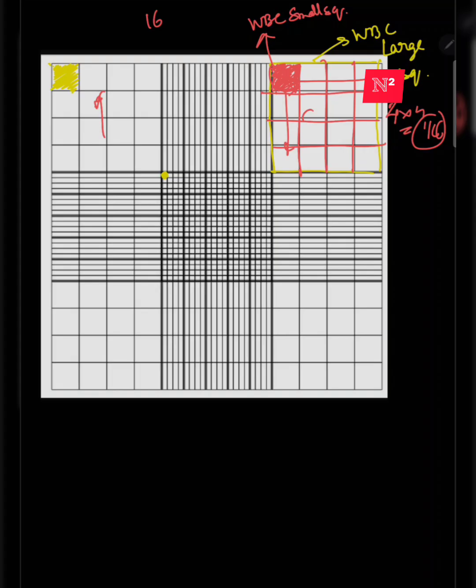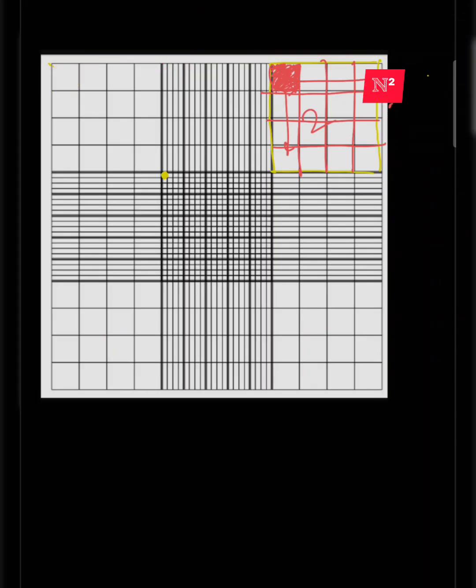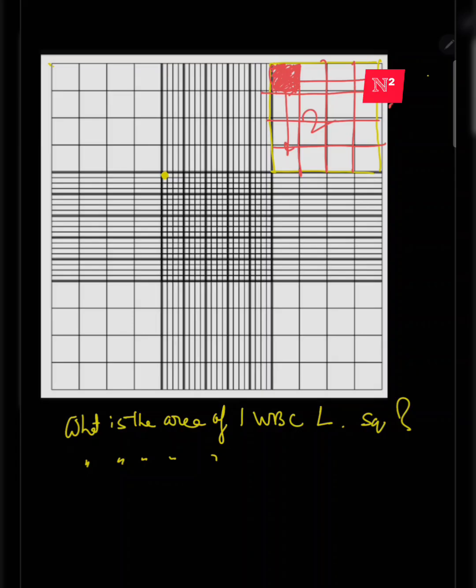So there are 4 large squares, so 16 into 4, that gives a total of 64 WBC small squares. Okay, so what is the area of one WBC large square? Simultaneously, your next question will be what is the area of one WBC small square?